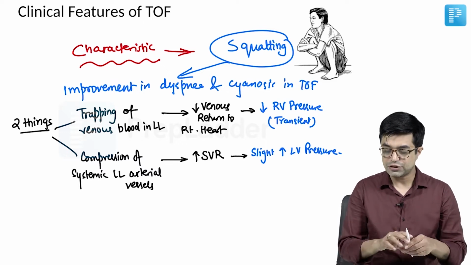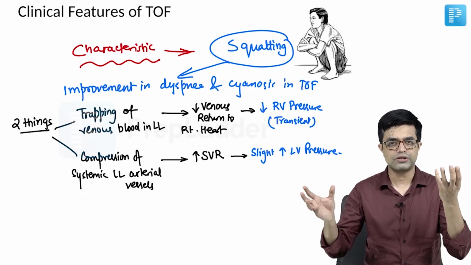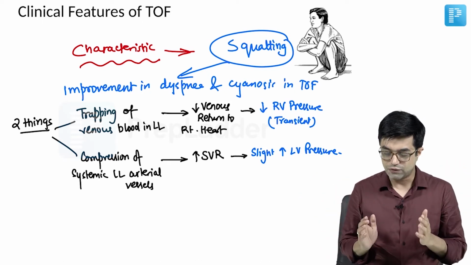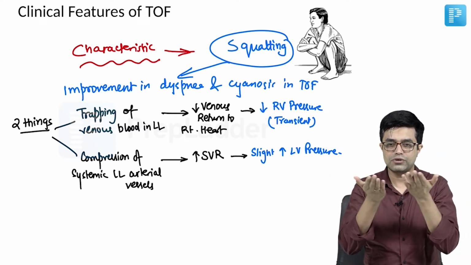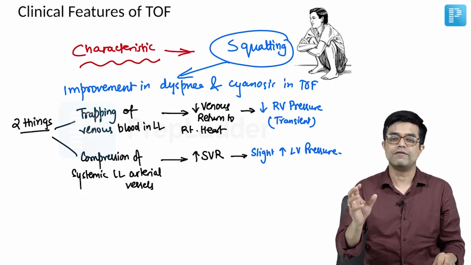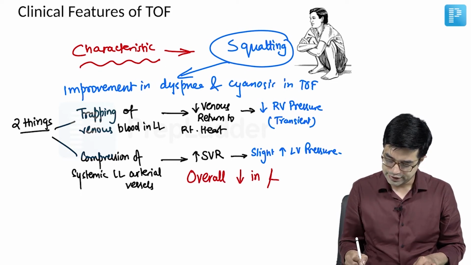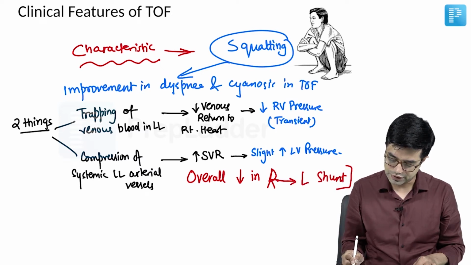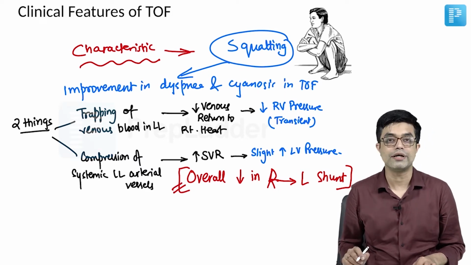And so why was the shunt operating? Because right-sided pressure was slightly more than left-sided pressure, right? But now what you have done is you have decreased the RV pressure, increased the LV pressure. So now because the pressures have changed, your right to left shunt will decrease. So what you will find in these patients is overall there will be slight fall in the right to left shunt on sitting in squatting position. That is why these patients develop transient improvement on sitting in squatting position.